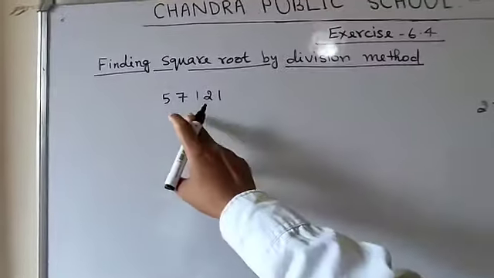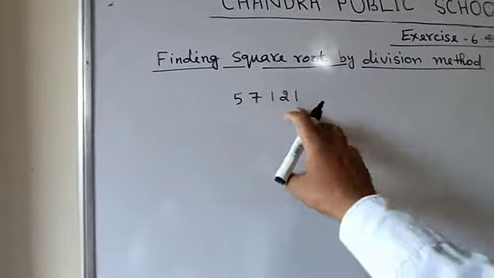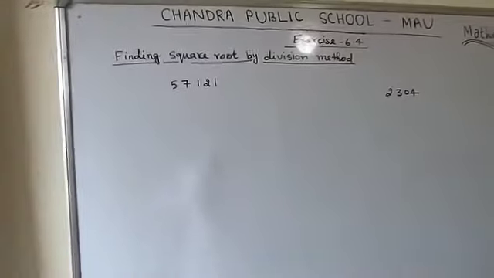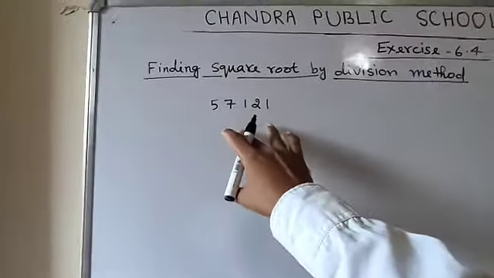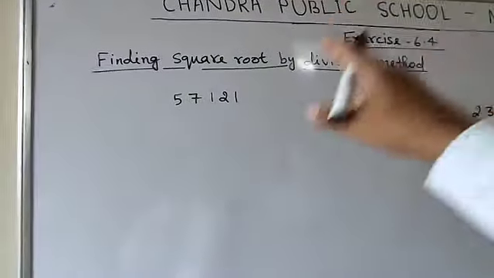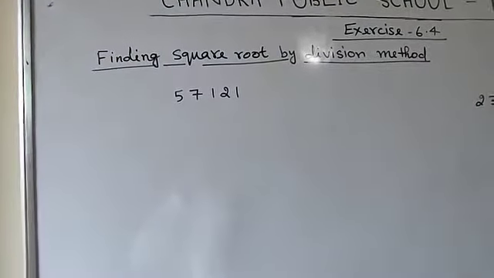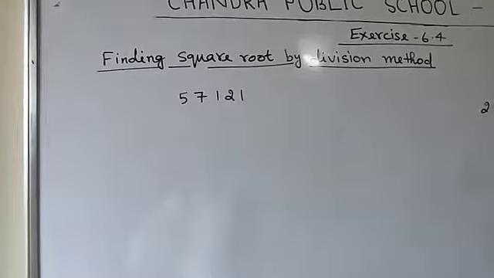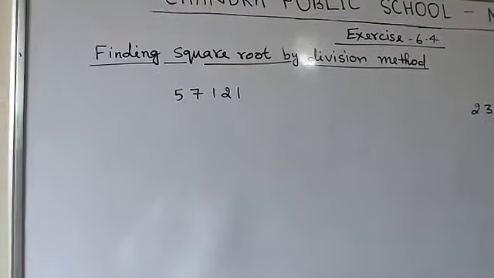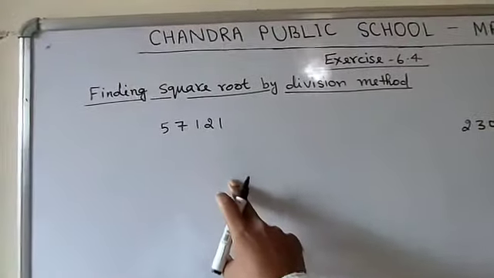Suppose the question asks you to find the square root of 57,121 and 2304. One way is to find the factors, but that will take a little bit of time. Whatever you did in exercise 6.3, according to that you find the prime factors, make the pairing, pick one number from each pair, and after multiplying those numbers you get the square root. But that is a time-consuming process. Here I am going to explain the division method.